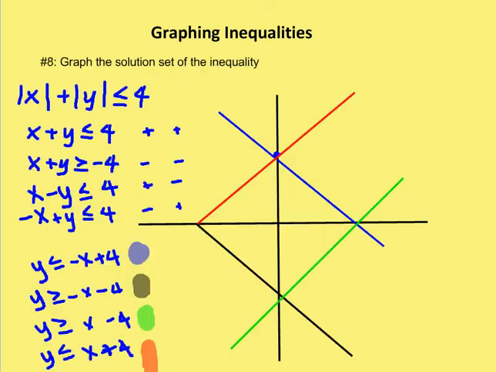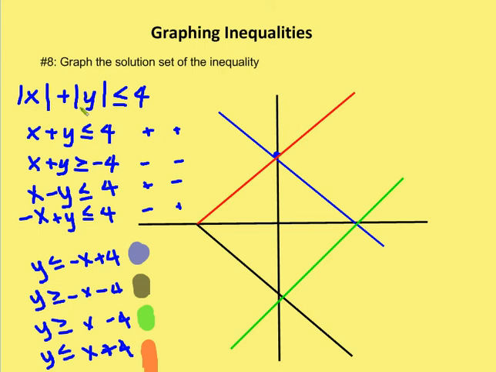Okay, moving on to the next problem. This one's a little bit more complicated than the other two, or the other three. This one asks us to graph the solution set of the inequality absolute value of x plus the absolute value of y is less than or equal to 4. So we want to rewrite these equations without the absolute value signs. Well, how do we do that?